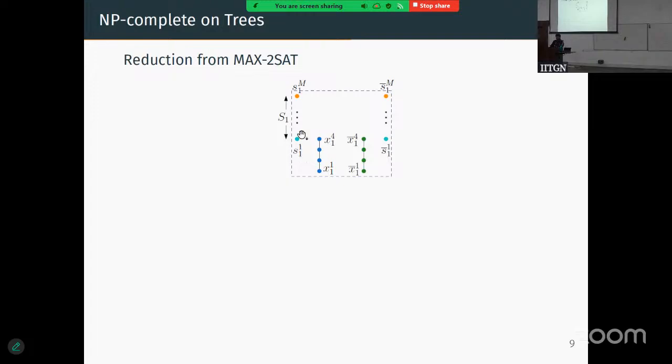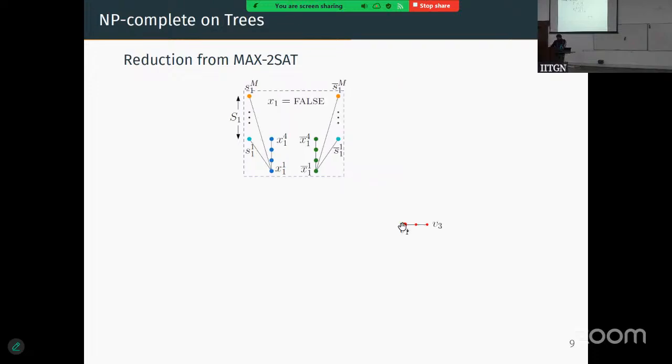When S1 into S1 m, S1 to S1 m bar, the color of S1 m is the same as the color of S1 m bar. Understand these vertices with x1 and these vertices with x1 bar. Vertices which are different from the introduced ones. Understand x1 and x1 bar.